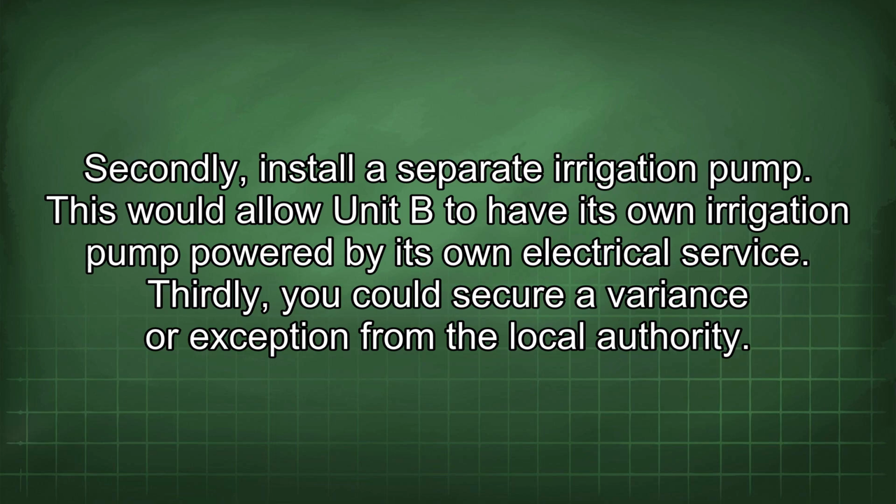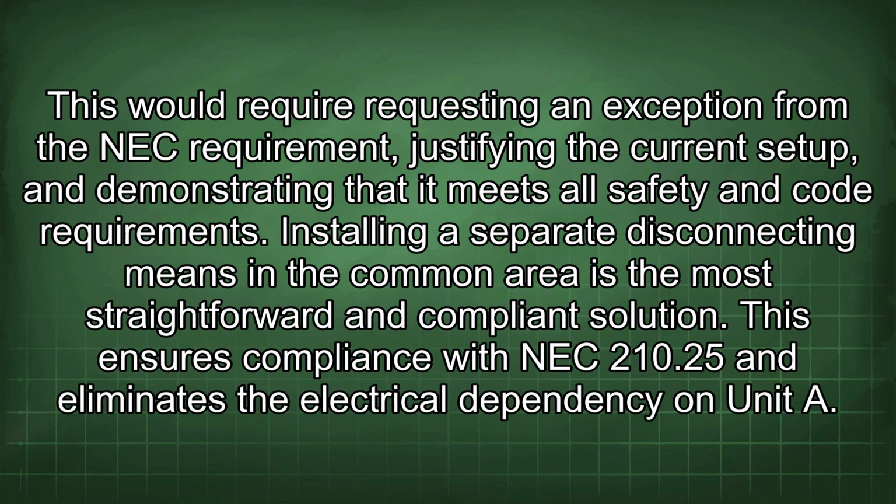Thirdly, you could secure a variance or exception from the local authority. This would require requesting an exception from the NEC requirement, justifying the current setup, and demonstrating that it meets all safety and code requirements. Installing a separate disconnecting means in the common area is the most straightforward and compliant solution. This ensures compliance with NEC 210.25 and eliminates the electrical dependency on Unit A.